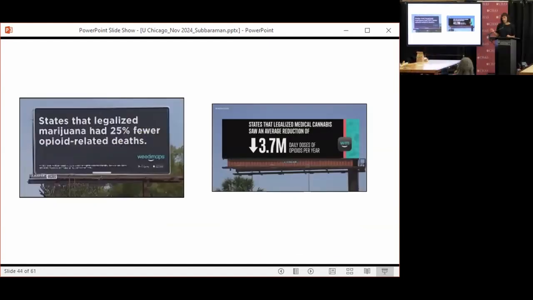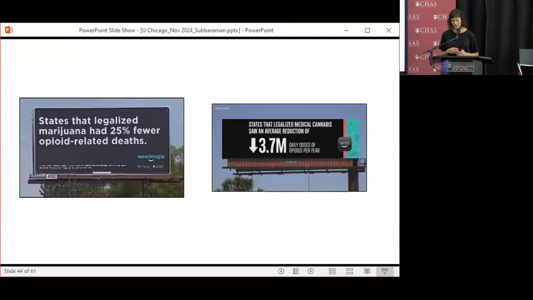And this is also being done with opioids. So this is not specific to alcohol. This is being done with opioids too. So these companies like Weed Maps are making these blatant comparisons: states that legalized marijuana had 25% fewer opioid-related deaths. So they're really putting it in our faces that cannabis is safer than these other drugs.